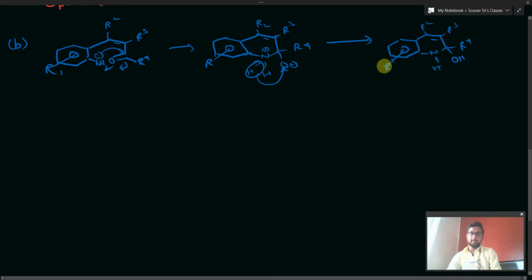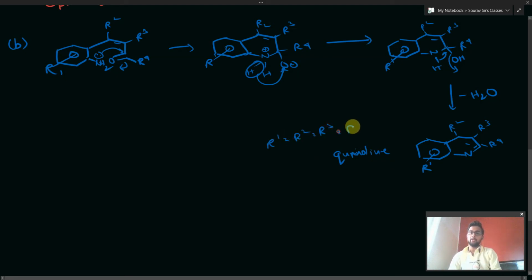Then what would happen is water would be released from the system on heating. Here H plus would be going here, and O minus would be released as OH minus, totally minus H2O. So we'll be getting the product as R1, R2, R3, and R4. So basically, a quinoline derivative is formed, and if R1 equals R2 equals R3 equals R4 equals H, then exactly quinoline is formed.